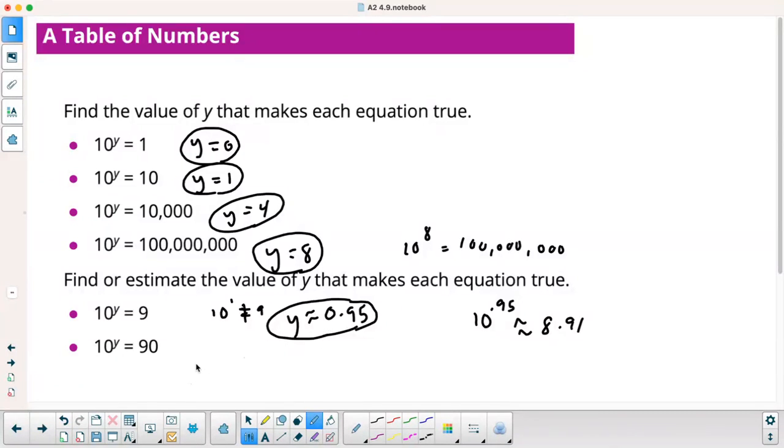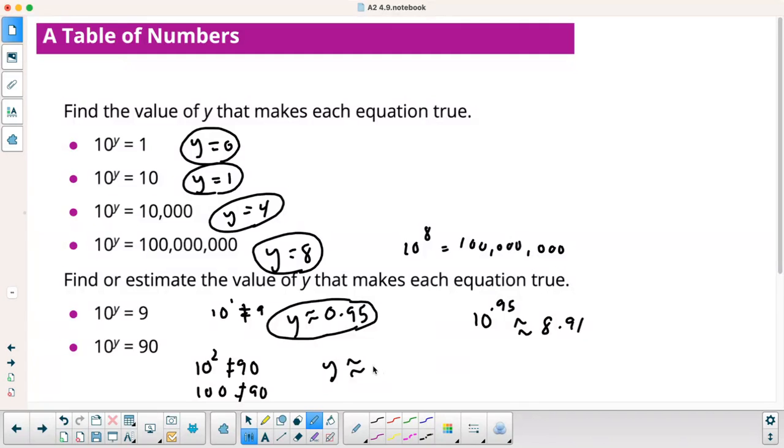Okay, so here, we know that it's less than 2 because 10 squared is not equal to 90, because it's 100. 100 is not equal to 90. So it's got to be less than 2 to get a number closer to 90. Because 2 will give me 100, that's too much. So I'm going to again start trial and erroring it here.